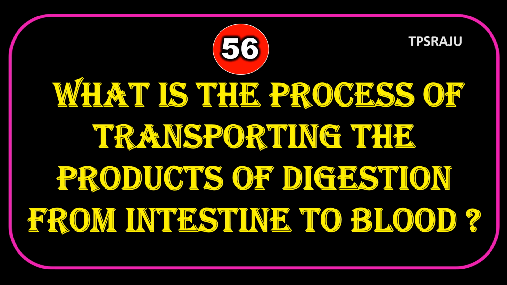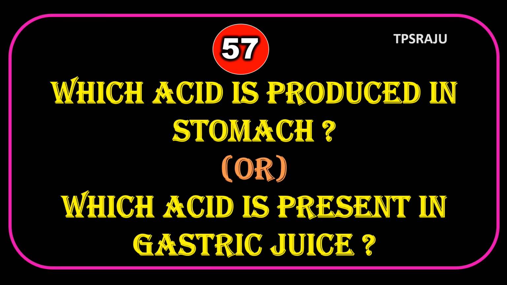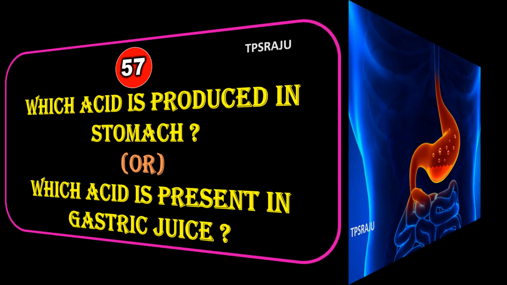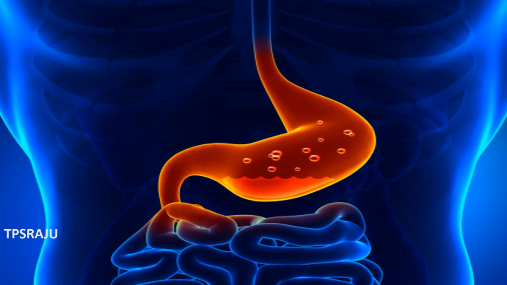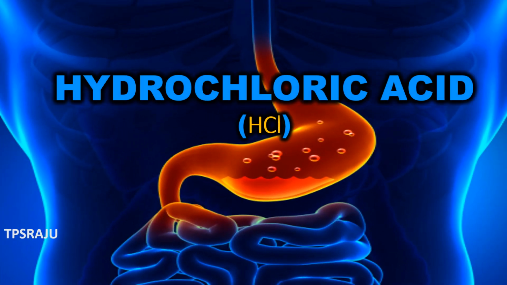What is the process of transporting the products of digestion from intestine to blood? Absorption. Which acid is produced in stomach? Or, which acid is present in the gastric juice? Hydrochloric acid.